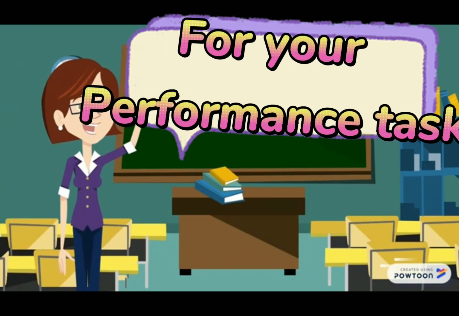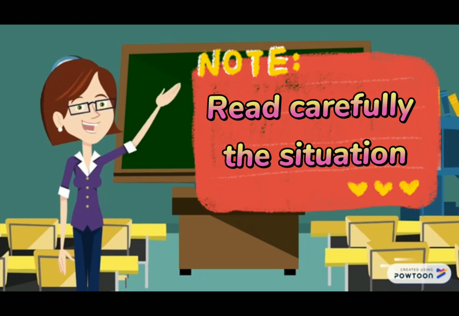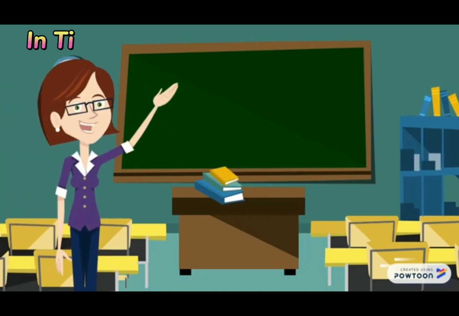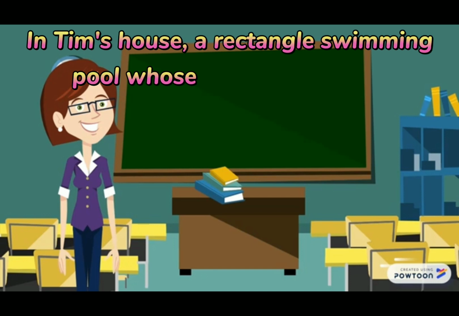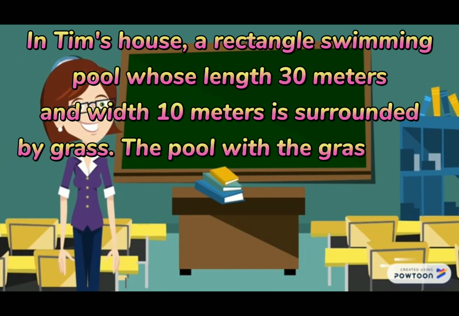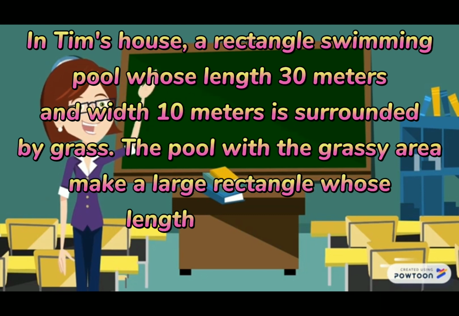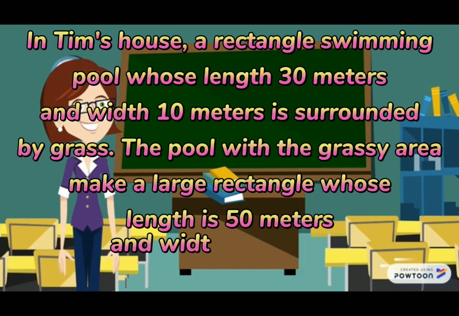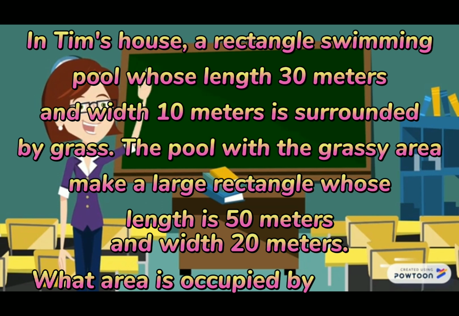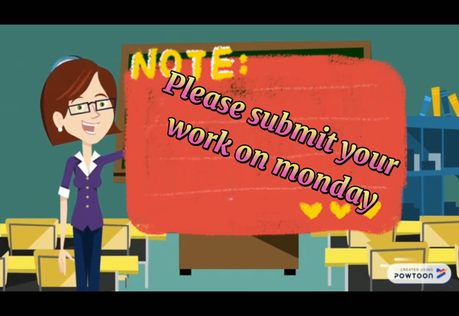For your performance task, find the area of the rectangle and then show your solution. The situation reads, in Tim's house, a rectangular swimming pool whose length is 30 meters and width 10 meters is surrounded by grass. The pool with the grassy area makes a large rectangle whose length is 50 meters and width 20 meters. What area is occupied by the grass? Submit your work on our next meeting.